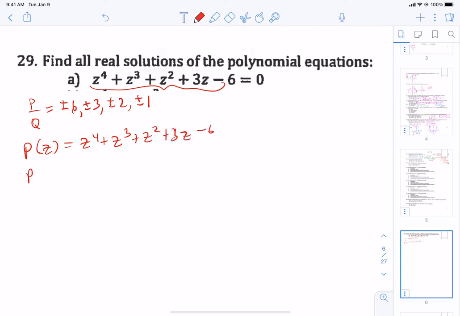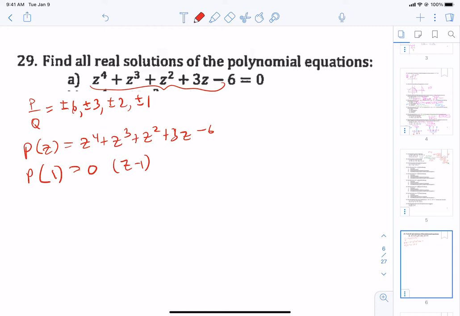And I'm going to just start plugging those numbers in. Now, I usually start at 1. You know, here we got 1 plus 1 plus 1 plus 3 minus 6. Hey, that's 0. So I automatically know that z minus 1 goes into there perfectly. And so that's where, let's take it out.